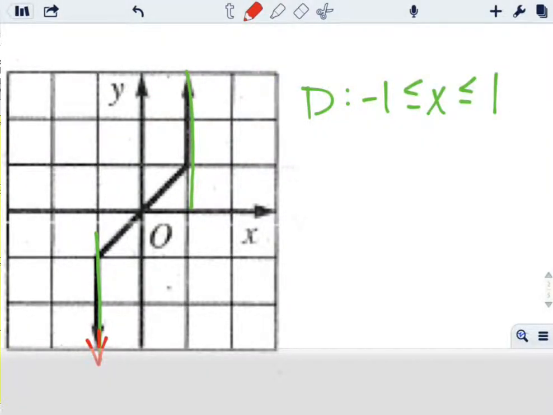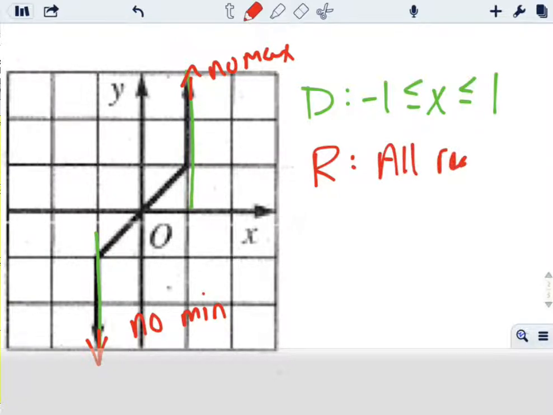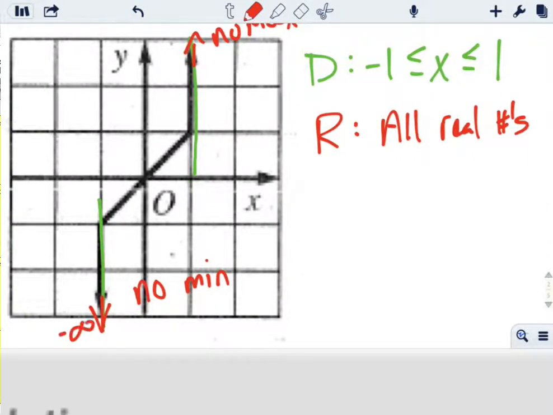Let's look at the range. Well, we've got an arrow going down and an arrow going up. So there's no minimum and no maximum. It goes forever in both directions. That means it hits every number on the number line, which is all real numbers. So our domain goes from -1 to 1, and our range goes from negative infinity, which is way down here, to positive infinity. That gives us our full amount.